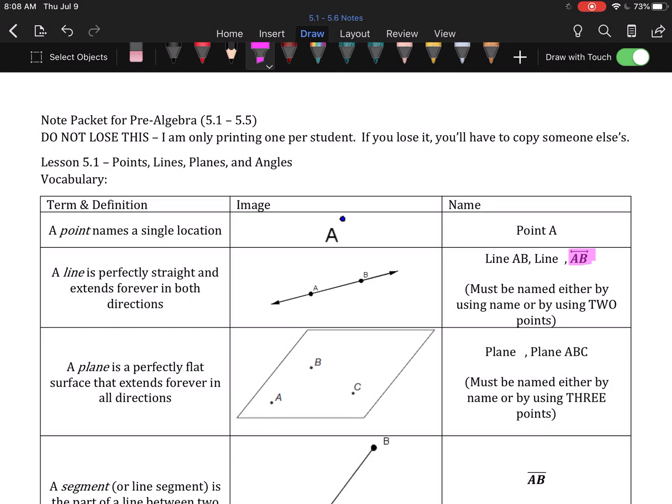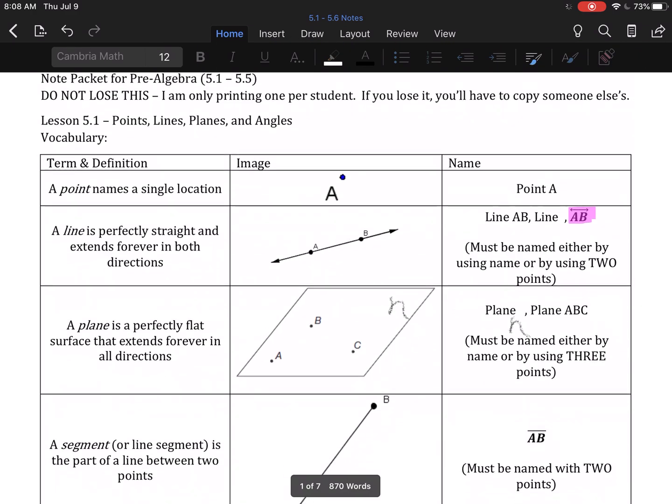Next up is a plane. A plane is a perfectly flat surface that extends forever in all directions. Here, this is plane ABC, and it could be BAC, CBA, whatever. Oftentimes, planes will also have a curly letter, a cursive or an italicized letter, something like that. So this could be plane N. But we use 3 letters when there's no italicized letter.